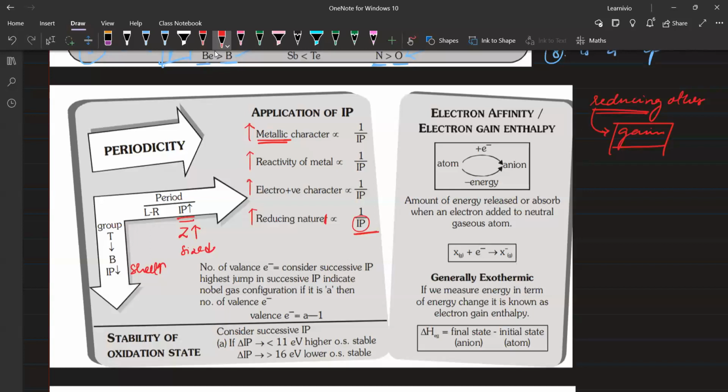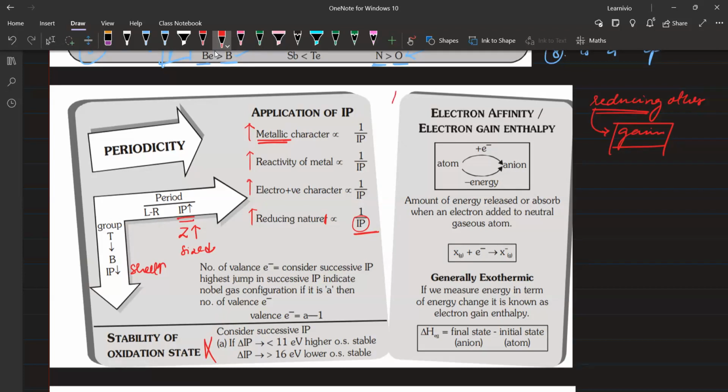Now, we can also talk about the stability of different oxidation states. If you consider the successive ionization enthalpy, these are values you don't have to remember. So leave it, okay? But if they have given you values, then you can determine the stability of different oxidation states also.